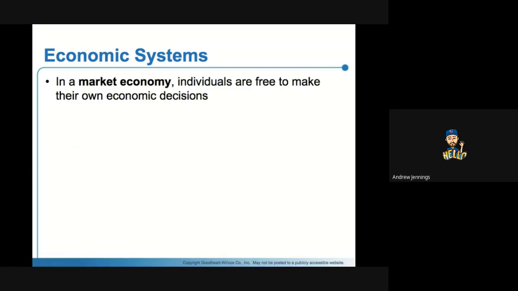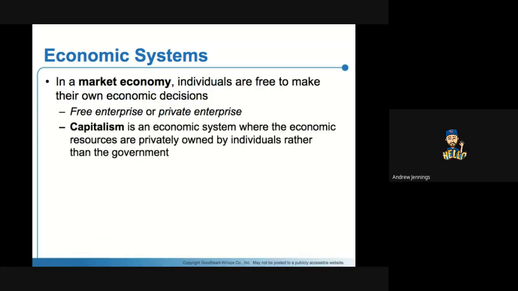In contrast to command economies, we're presented with a market economy. And a market economy is where individuals are free to make their own economic decisions. And this is often called free enterprise or private enterprise. And it oftentimes brings along with it capitalism, which is an economic system where the resources, our factors of production, are privately owned by individuals like you and me, and the government isn't going to have anything to do with them. Okay, so in a true capitalist society, the government has no regulation over our economic resources.